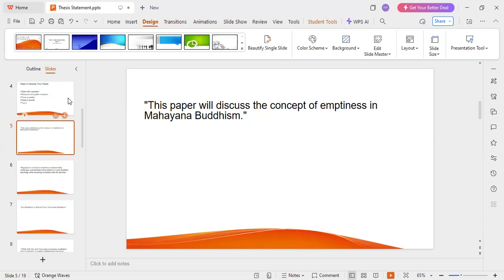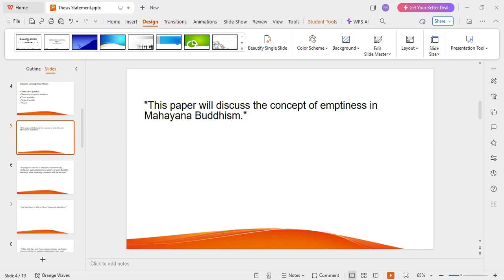Weak thesis statement. Okay, Reverend, why do you think this is a weak thesis statement? Because it is very common and many people have researched it, and it is nothing special to say. Exactly, right? As Reverend Kusala said, it is a very common topic.